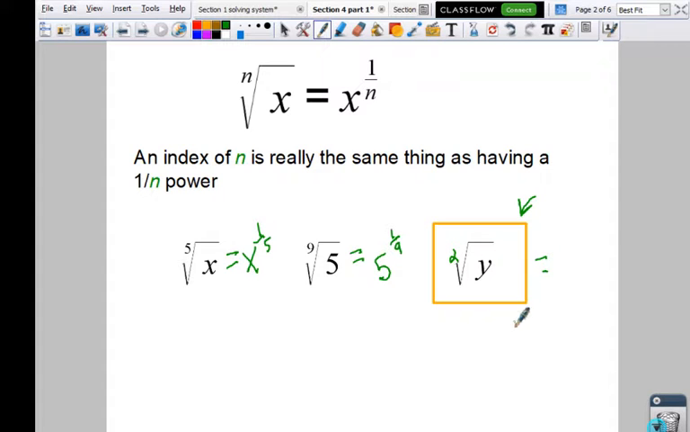All right, so let's start off with James. What is the square root of y in exponential form? Y to the what? 1 over 2. There you go. That is really y to the 1/2. And you'll see why we want to do this in a minute.